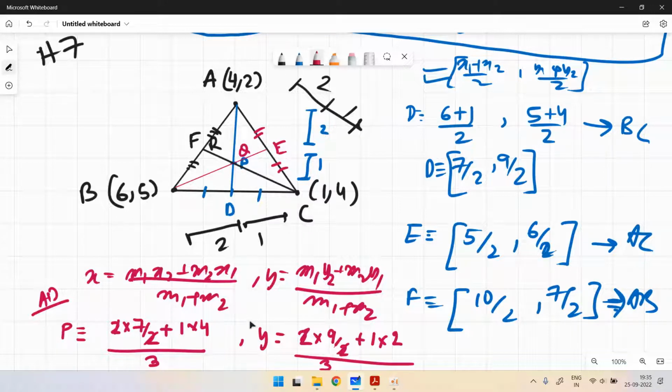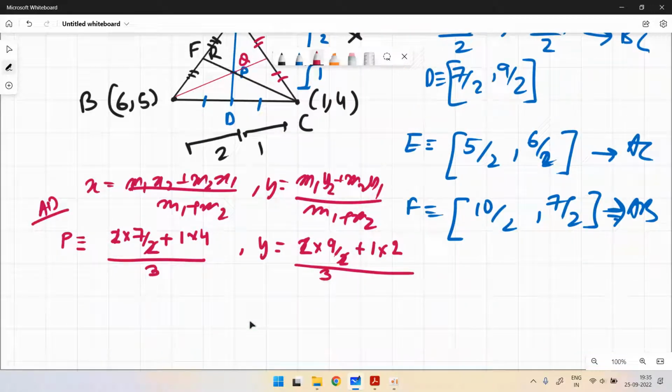So ultimately P will be 7 plus 4 is 11 by 3, comma 9 plus 2 is 11 by 3. 11 by 3, comma 11 by 3 is my P. Now applying for this, this is for AD.